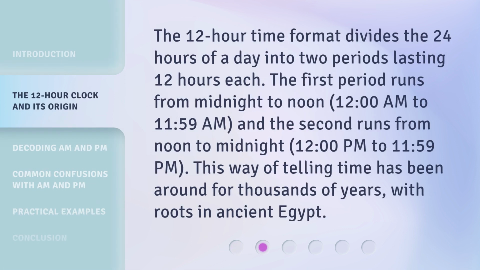The 12-hour time format divides the 24 hours of a day into two periods lasting 12 hours each. The first period runs from midnight to noon, 12 a.m. to 11:59 a.m., and the second runs from noon to midnight, 12 p.m. to 11:59 p.m. This way of telling time has been around for thousands of years, with roots in ancient Egypt.